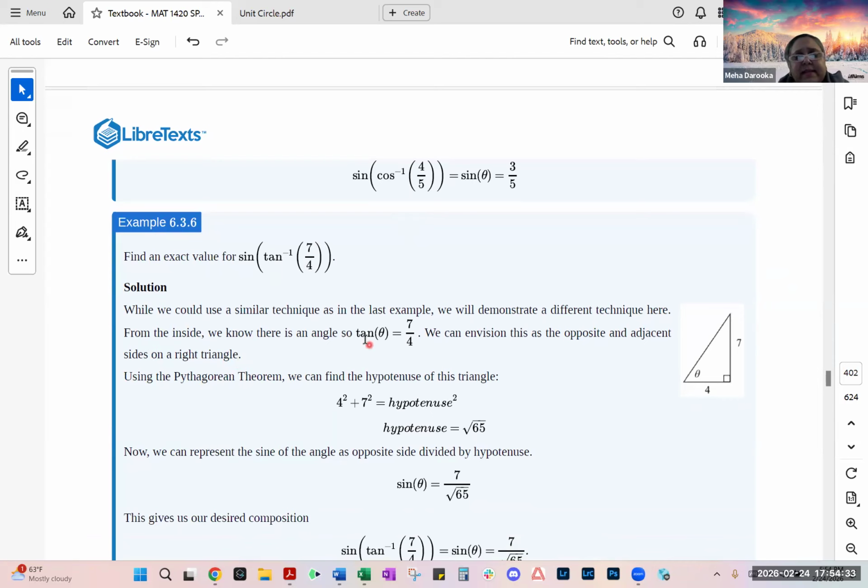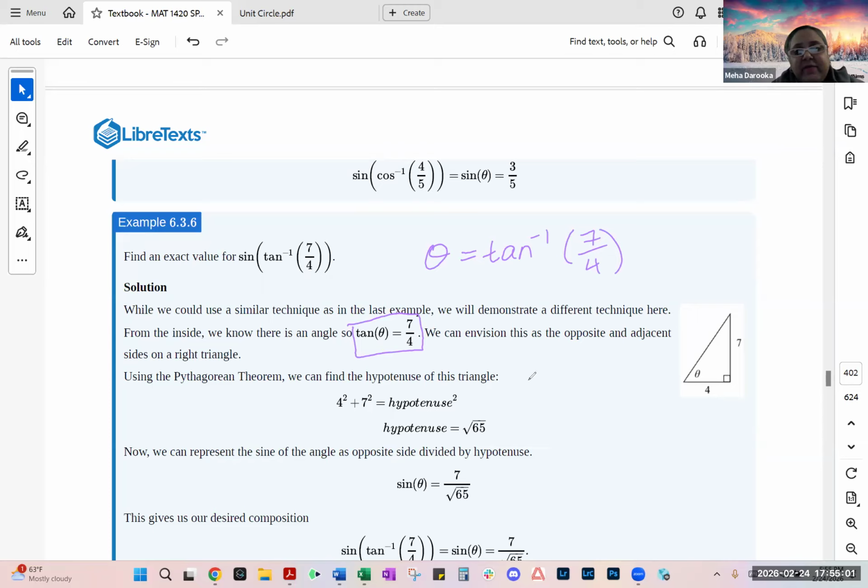So you've got tangent of theta equals 7/4, right? So basically, like you saw in the previous example, it's the same argument here. We can say theta is going to be tangent inverse of 7/4. And then, of course, we can rewrite it as tangent of theta equals 7/4. So the different technique we are using here, guys, is actually going to be the right triangle.